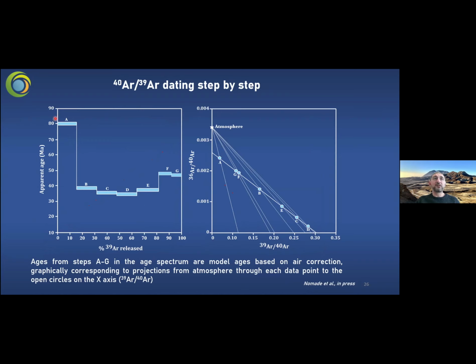So from step A to J in the age spectrum, the model ages are based on air correction. This point here is the atmospheric correction. Graphically, they correspond to the projection through this atmospheric point onto this line. This is how we transfer this kind of measurement to this one, if all the points align between an atmospheric component and a radiogenic component.